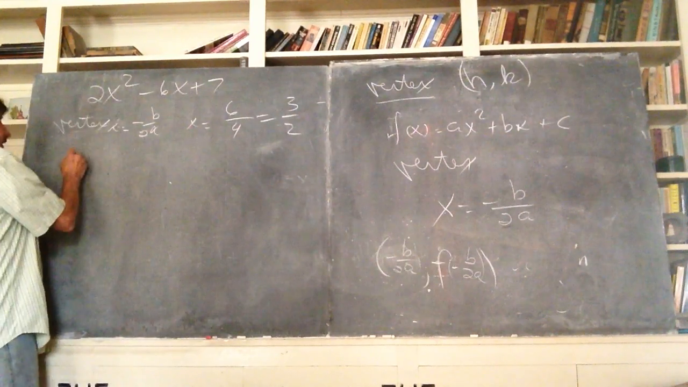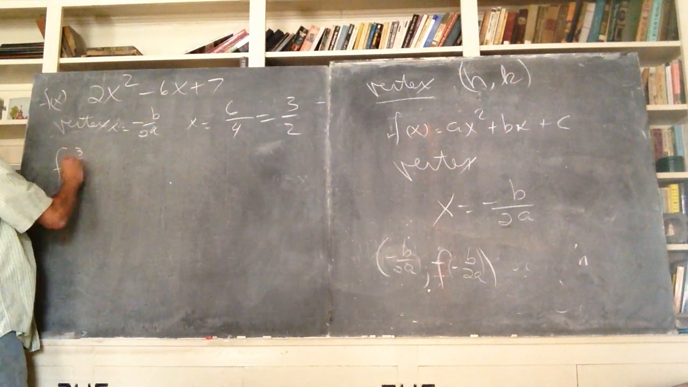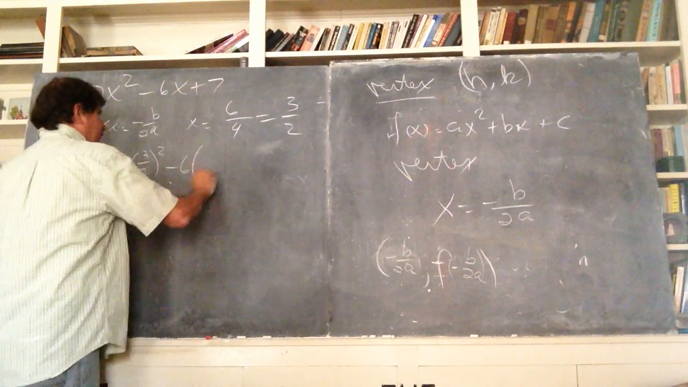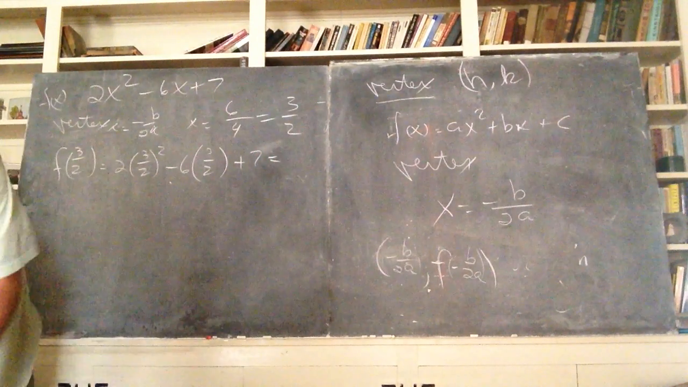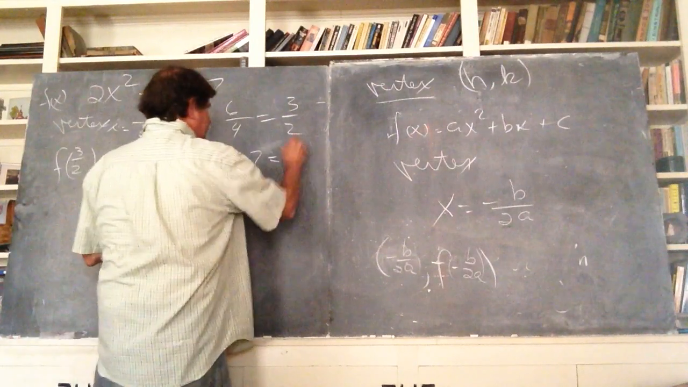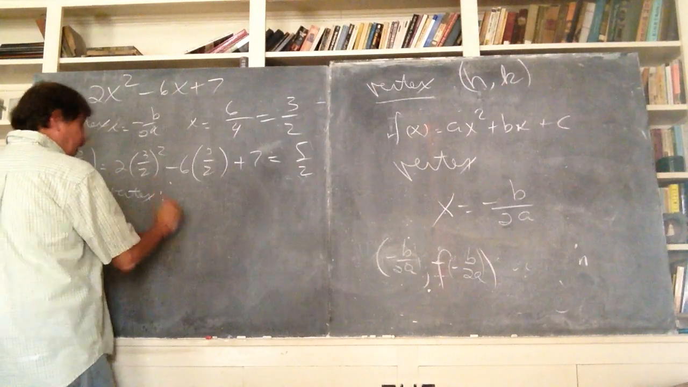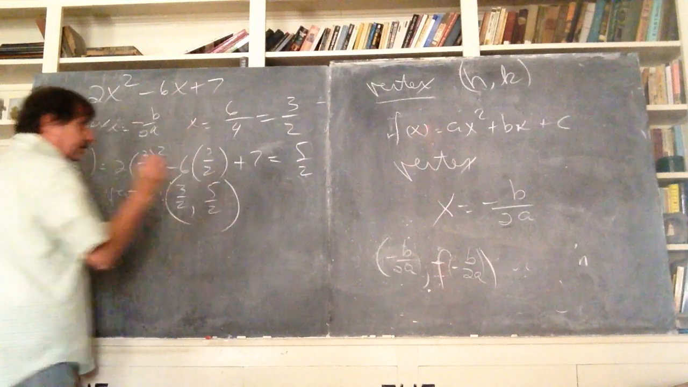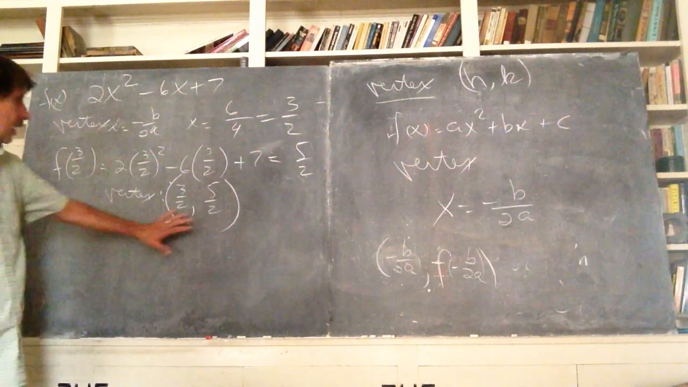The y value of the vertex, then you put the 3/2 in the function. The function's value at 3/2 is 2 times 3/2 squared minus 6 times 3/2 plus 7, and I did that already. It is 5/2. So the vertex is at the point 3/2, 5/2. That's the vertex. Is that positive? Yeah, I think it's positive. Okay, so that's good.